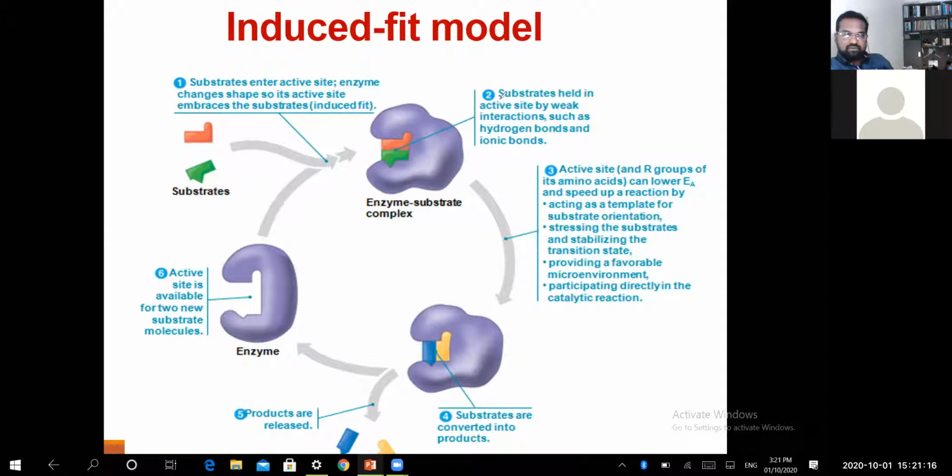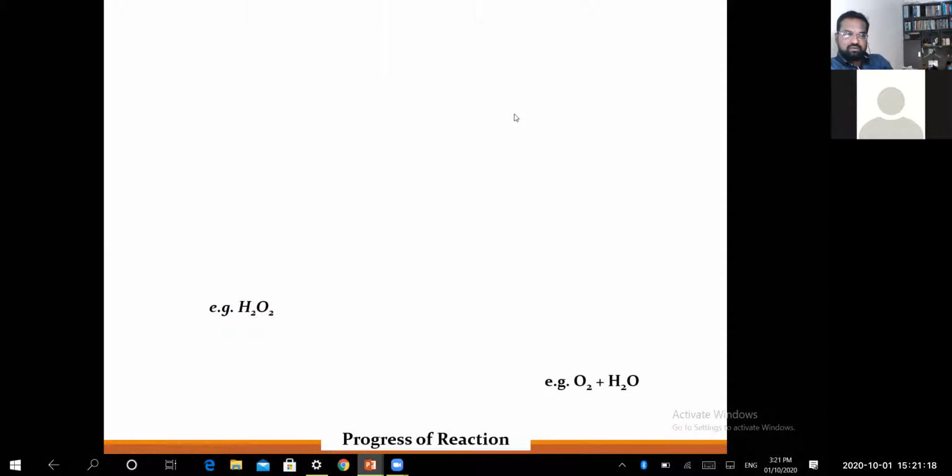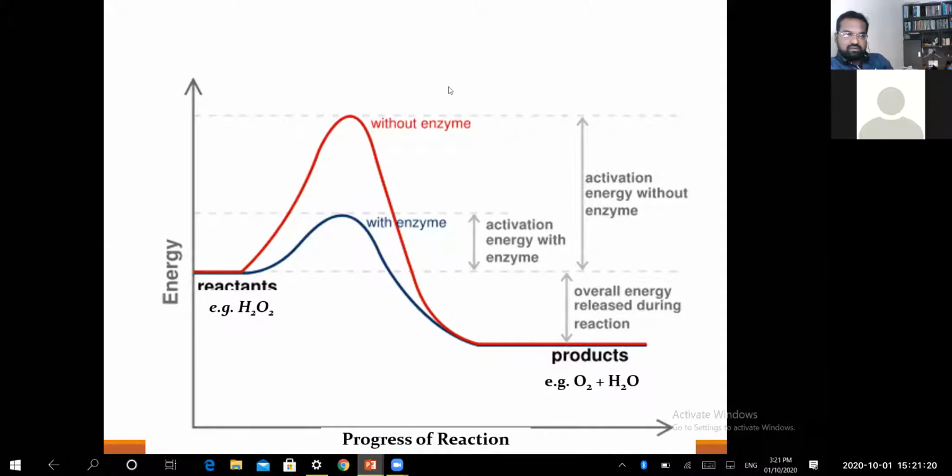Now, the next issue we have discussed before also, the activation energy. What is activation energy? The energy required to initiate a particular reaction to convert a substrate into a product molecule.